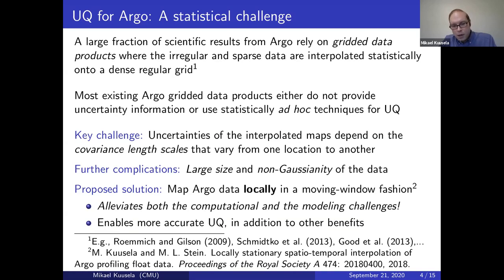And the reason these products struggle to do this is that it's actually quite difficult to do. The ocean is a very complex place, and these uncertainties depend on the spatio-temporal dependence structure of the ocean, which is a priori unknown to you. For example, they depend on these covariance length scales, which you also call decorrelation scales in your field. And these vary from one location to another in non-trivial ways. And the uncertainties very heavily depend on those kinds of parameters. So how do you get them if you don't know those parameters?